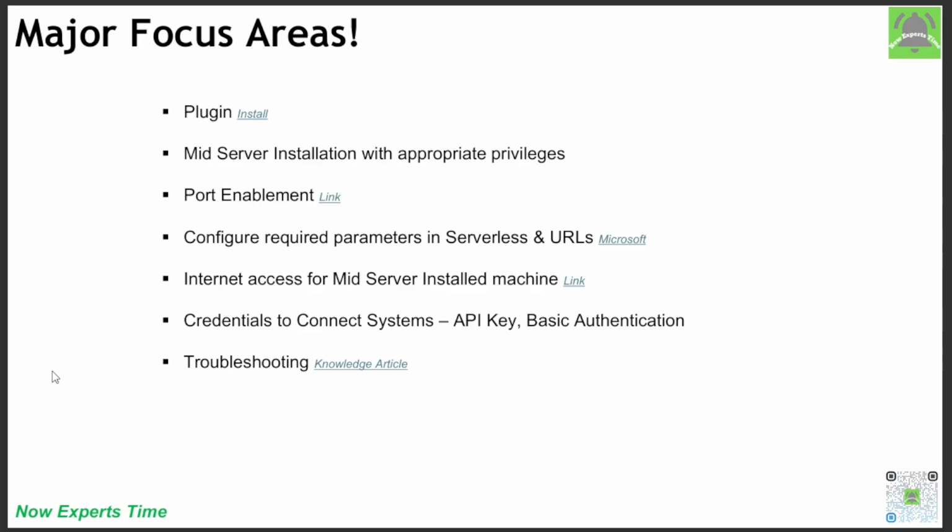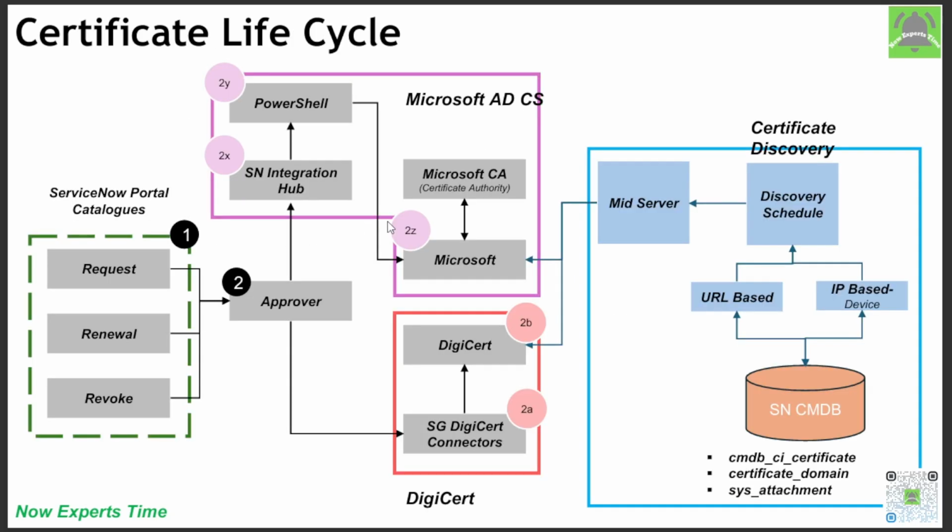Troubleshooting, I also highlighted some knowledge articles here. For example, whether it is connecting or not, how to use the ping command, how to use the telnet command, that information is highlighted in this knowledge article. So this is pretty straightforward. If your understanding is clear, then you can easily solve it. But I have just classified the end-to-end certificate lifecycle into two portions to make it easier to understand.